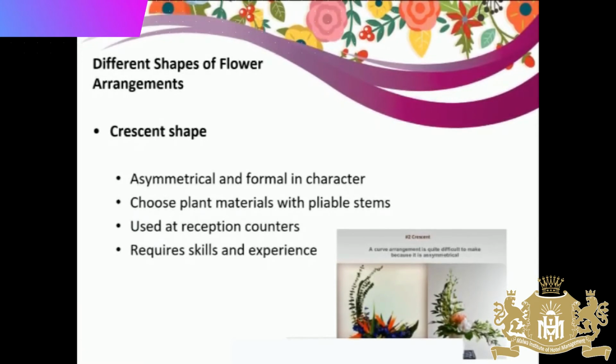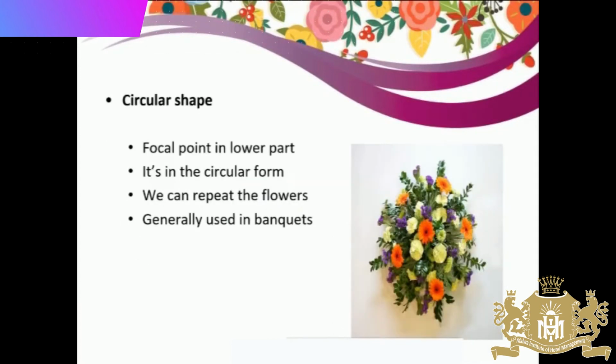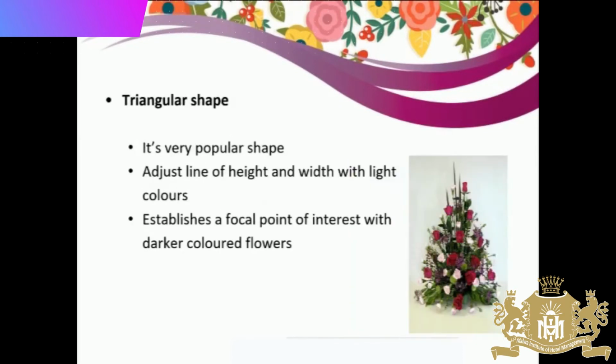The material should be one and a half times as tall as the height and width of the container. Use only 3 kinds of flowers and leaves. Big and dark colored flowers are to be put at the bottom and light colors on the top. Do not take more than 5 kinds of materials in the flower arrangement.